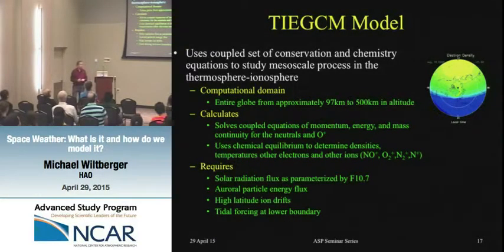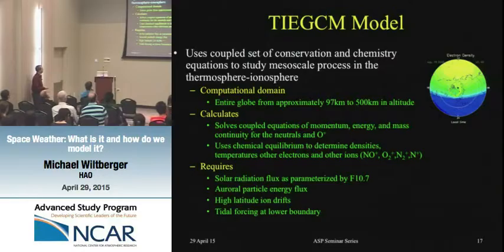What we can then do with the electrodynamic coupling is feed that into the TIE-GCM to give us a specification of what the thermosphere-ionosphere system is going to look like over the entire globe, from roughly 97 kilometers to 500 kilometers in altitude. I say roughly because it's actually being calculated on pressure level grids, so those altitudes change. It's essentially solving for the O+ and a few other ion species, figuring out where they're moving, and using chemical equilibrium to go back and forth from that.